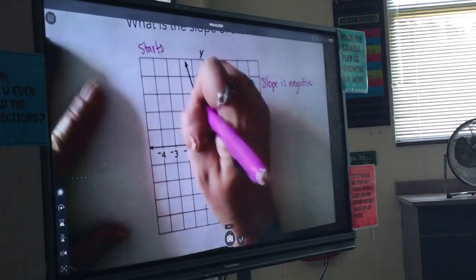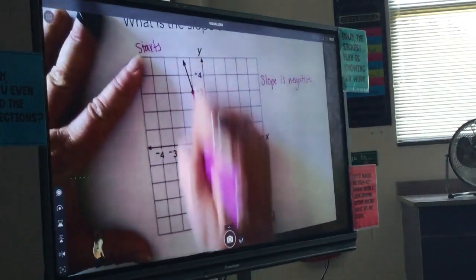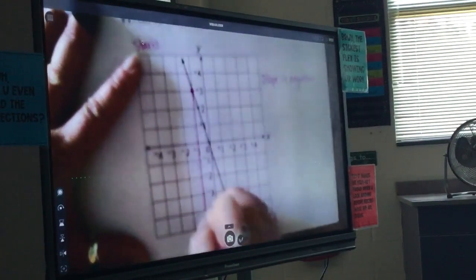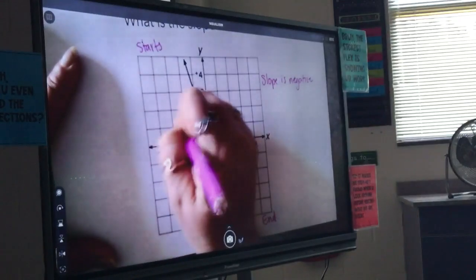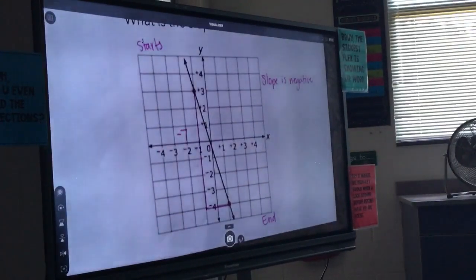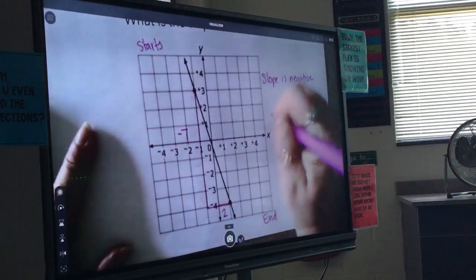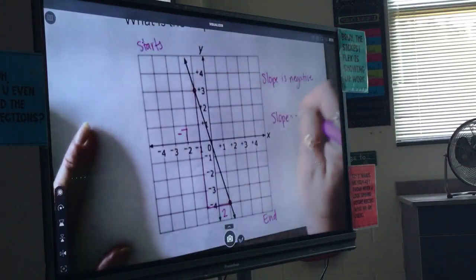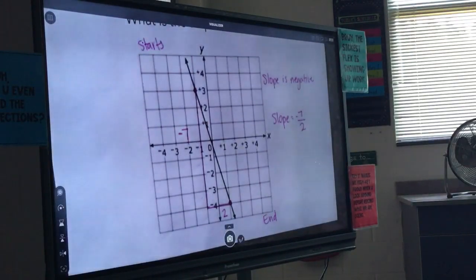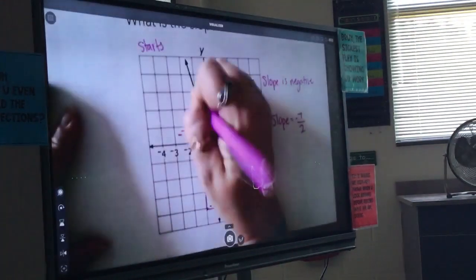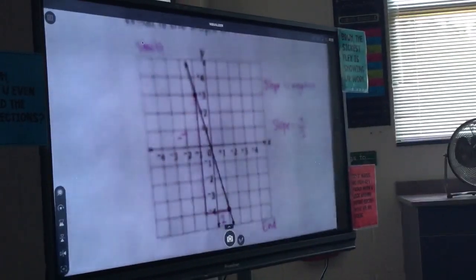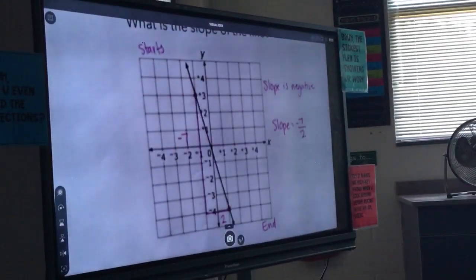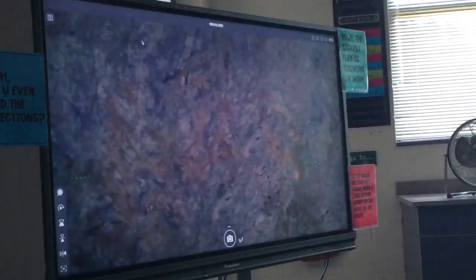All right, so I'm going to go. So I have 1, 2, 3, 4, 5, 6, 7. So my rise is -7, and my run is 2. So the slope for this one is -7 over 2. All right, questions about that one? Are these a little bit easier now? Okay. All right, going on to number 5.